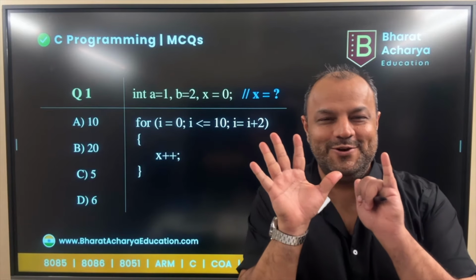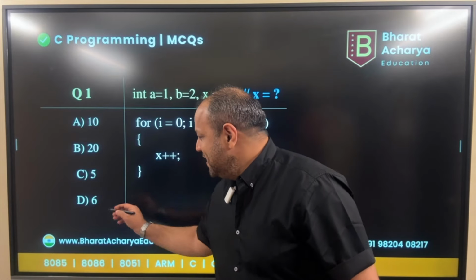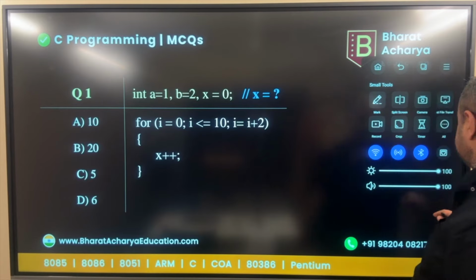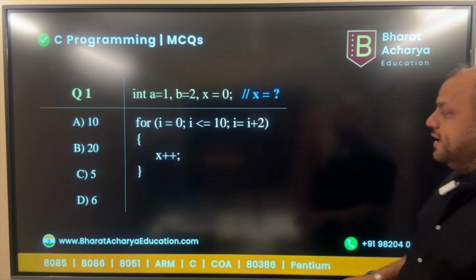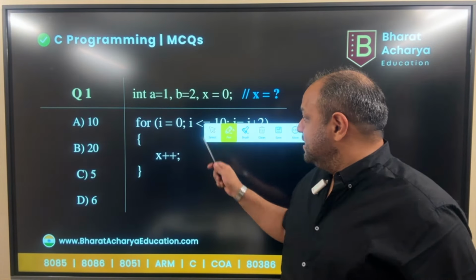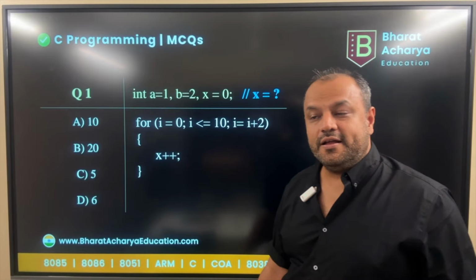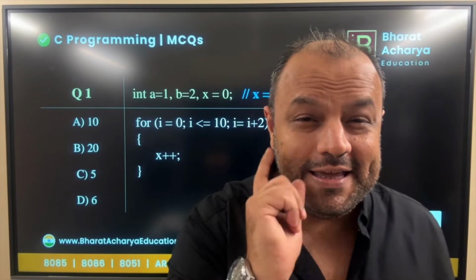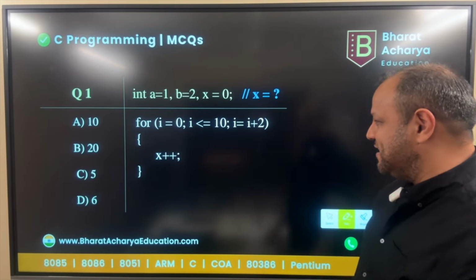That means this loop will do 6 iterations, which means the final value is 6. If you thought the final value is something like 5, you fall into the trap where most people fall. If this was just less than, not less than equal to, then 5 would have been the correct answer. But it is less than equal to, which means when I is 10, even then the loop will execute. So you have to count that 6th iteration.